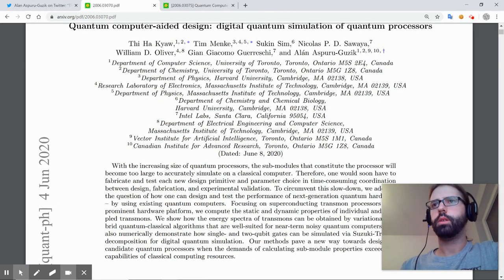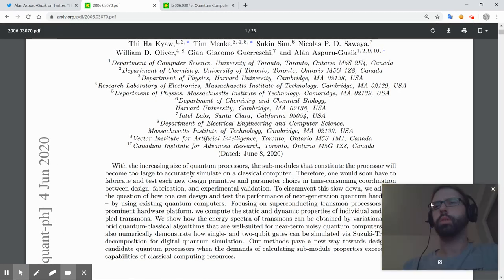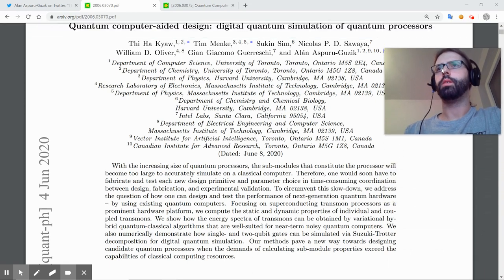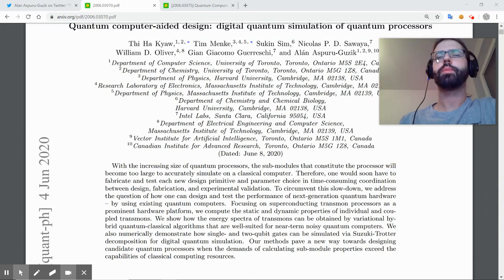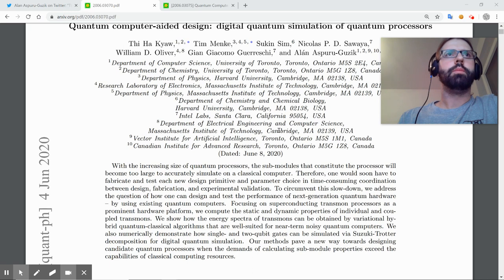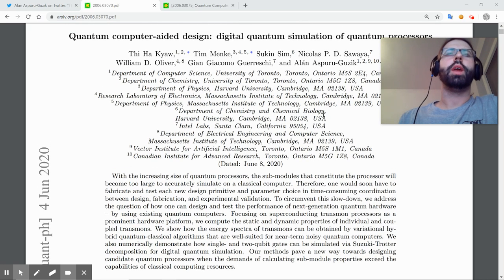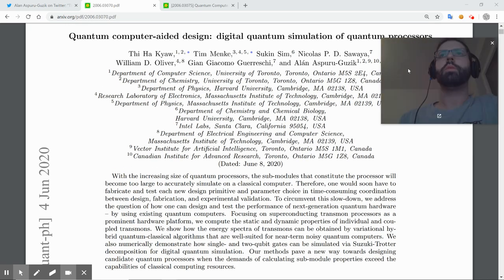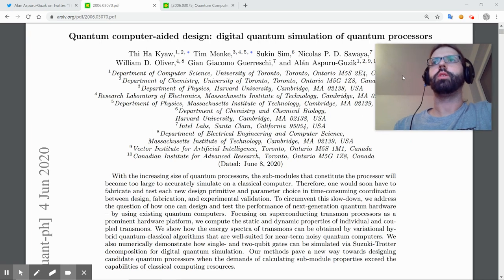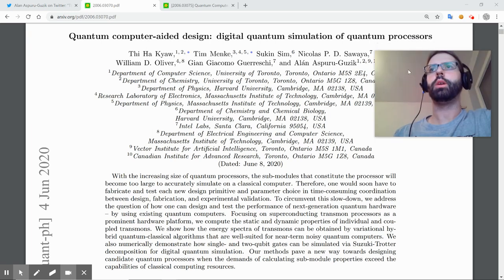Let's see, where is my mouse? I'll put myself in here. So, quantum computer aided design, digital quantum simulation of quantum processors. There are many questions in here, right? I'll put the links into the description. But for me, it's like, okay, what is it that you need to simulate to design a quantum computer? What are the building blocks, right?